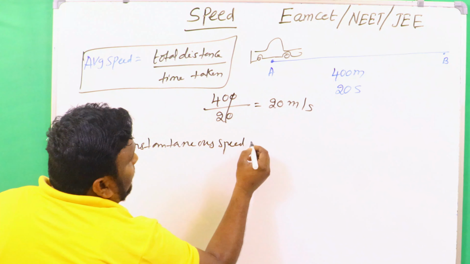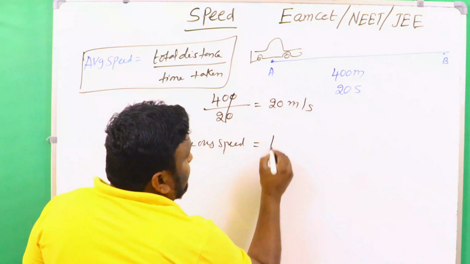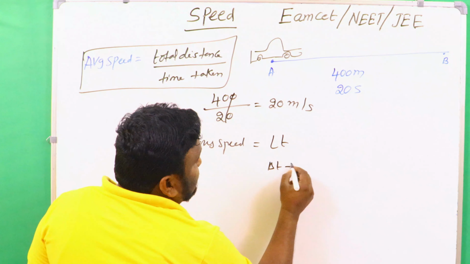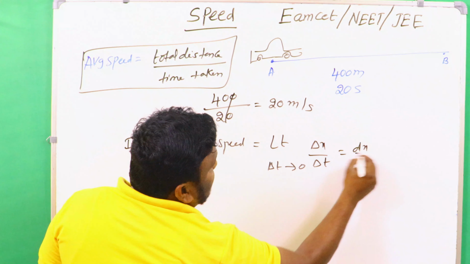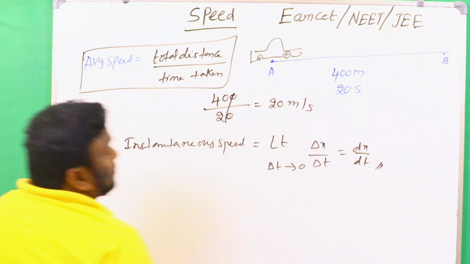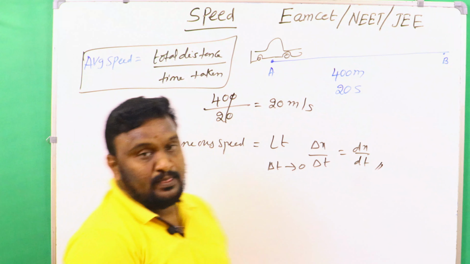instantaneous speed can be written like this: limit delta t tends to 0, delta x by delta t, is equal to dx by dt. So we can show instantaneous speed like this.